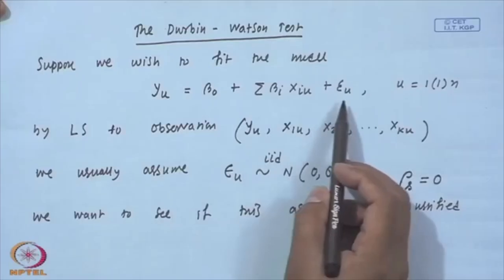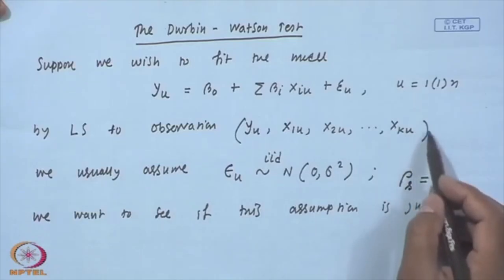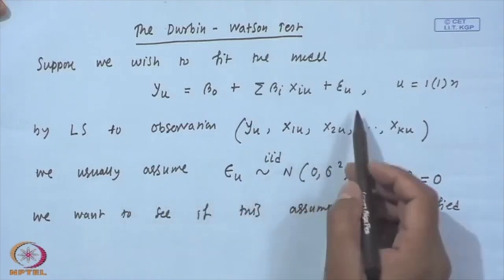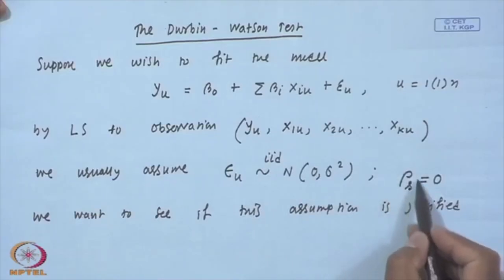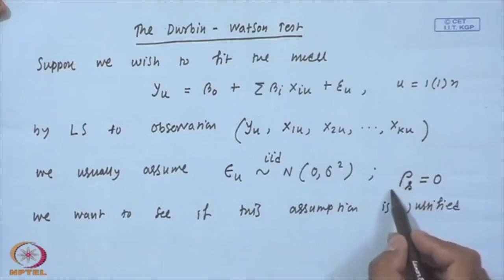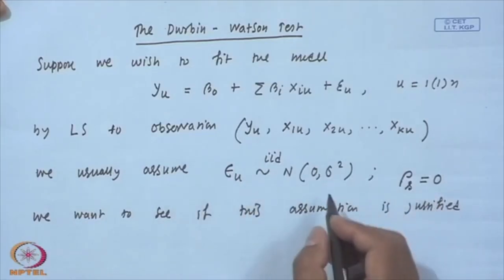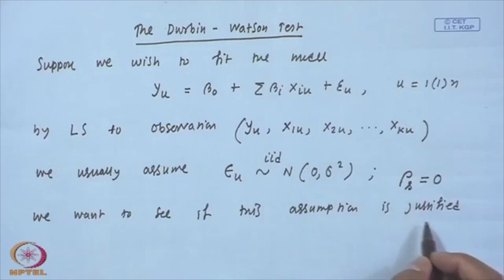So, here is the slide from my previous class, the Durbin-Watson test. You want to fit a multiple linear regression model by using the least squares technique to the observations. This could be time series data, that means the observations are taken sequentially in time. What we usually assume is that this epsilon, the error term, follows a normal distribution with 0 and sigma square. That means, we assume that all the correlations rho s, the correlation between errors s steps apart, are 0. That is what we assume. Now, here what we want to test is whether this assumption is justified or not.